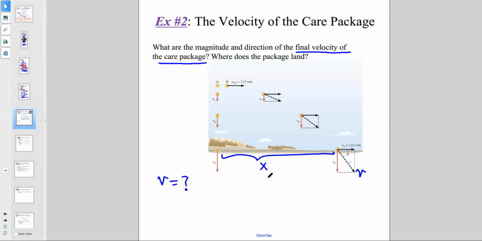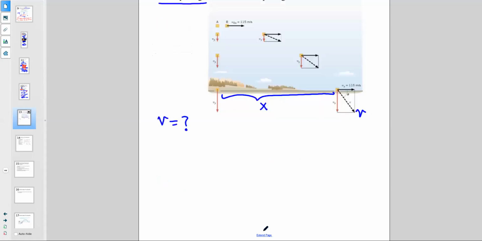The location of the care package that it's going to land, okay? So along the x direction, the velocity is always constant. It is always the initial velocity because it does not change. We have no air resistance, so it will still be the same. It will be 115 meters per second along the x direction.